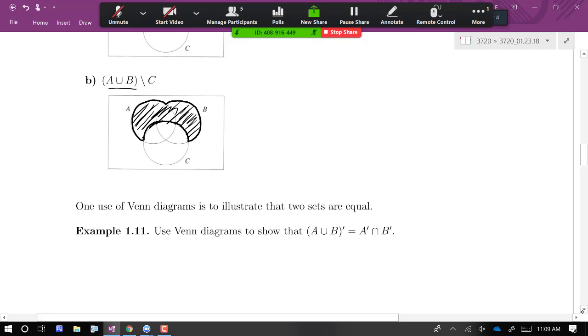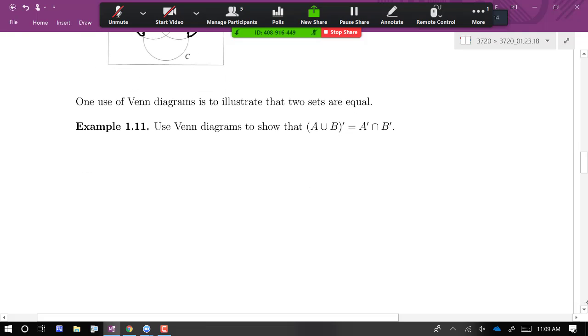So we're going to use a Venn diagram to illustrate the fact that the complement of A union B is equal to the complement of A intersect the complement of B. So this says if I look at everything outside the union, that'll give me the same elements if I take everything outside of A and intersect it with everything outside of B. So let's start with the complement of A union B.